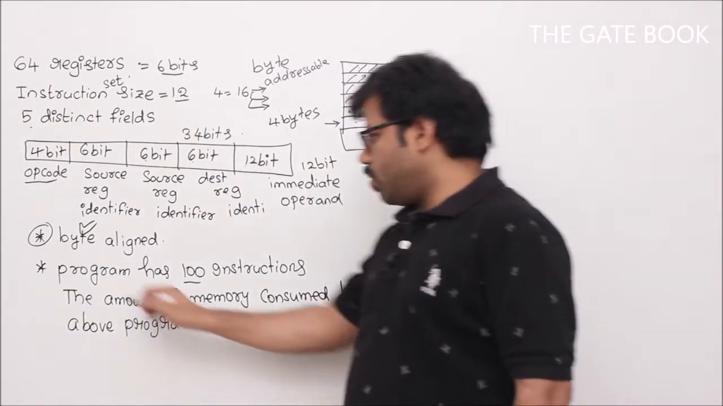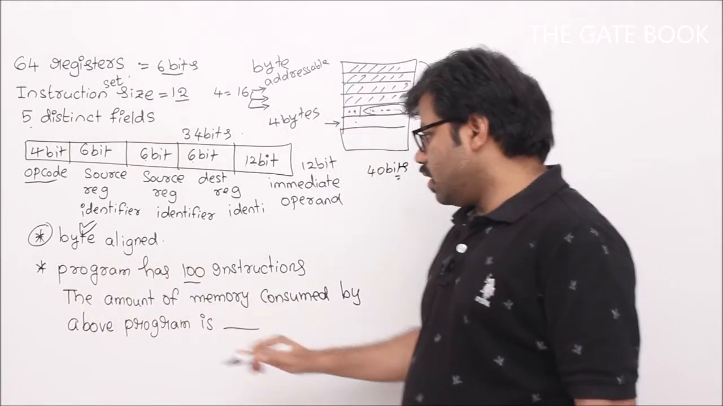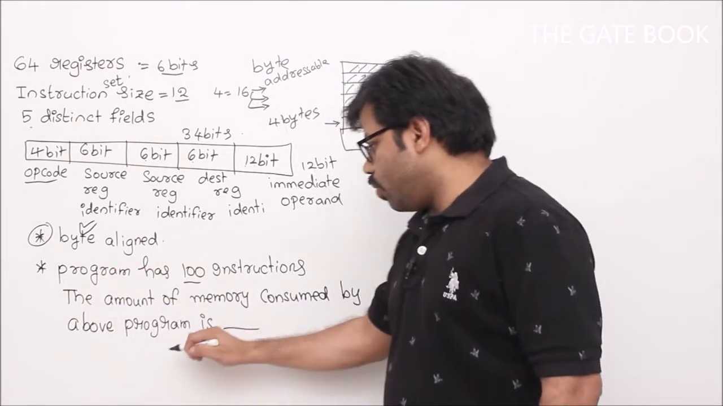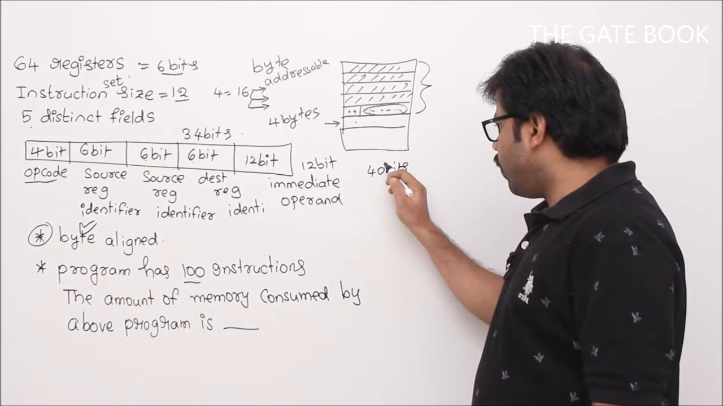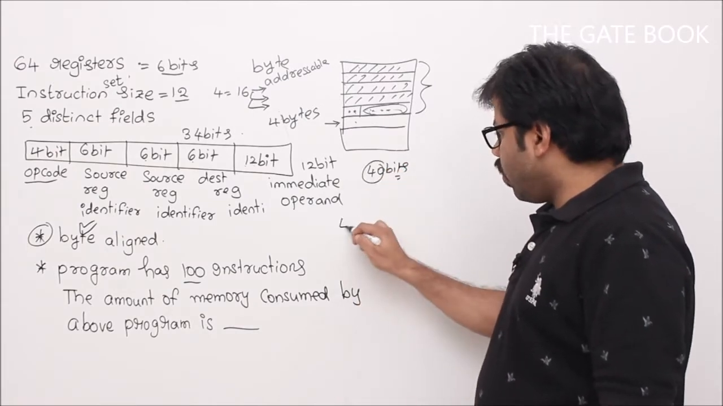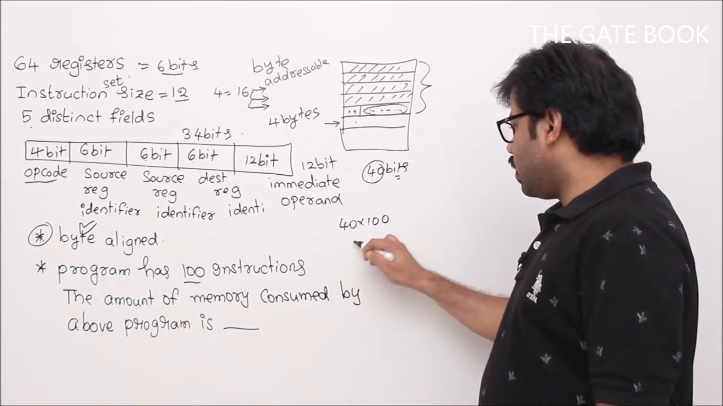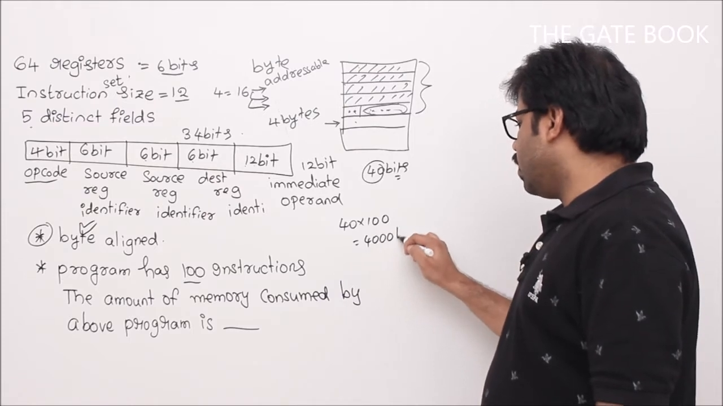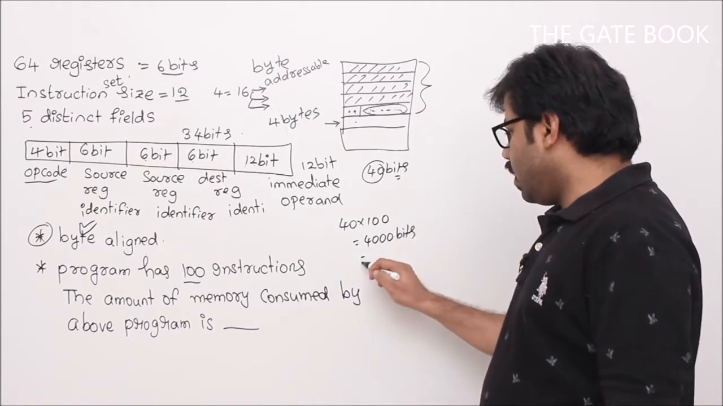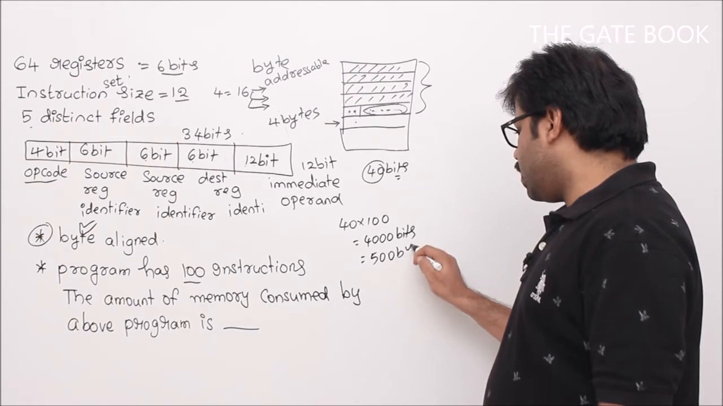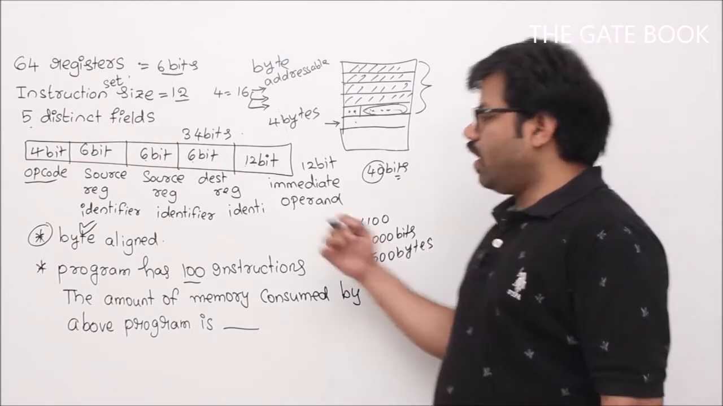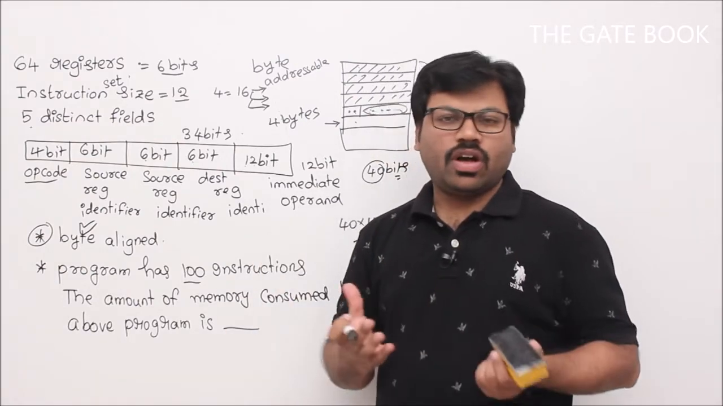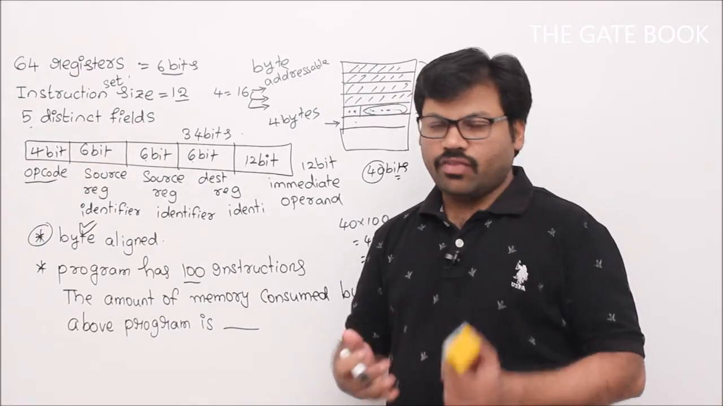Now we'll come to the problem. The program has 100 instructions. The amount of memory consumed by the above program is very simple. Each instruction is effectively consuming 40 bits, then 40 into 100 is nothing but 4000 bits, correct? Either 4000 bits I can say, otherwise 500 bytes, both are the same, right? So in that way we can easily solve the problems if you are strong enough in the foundations.